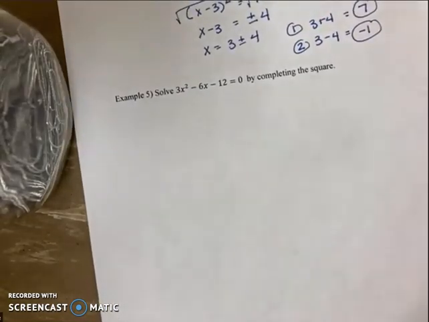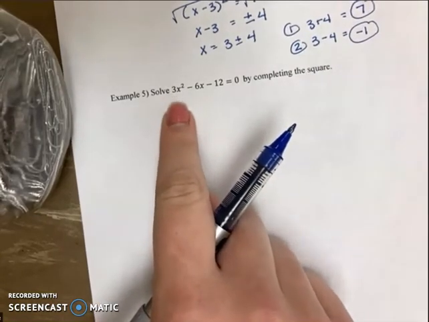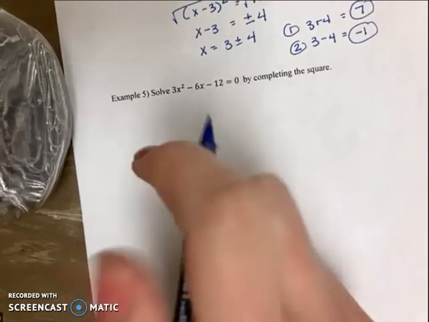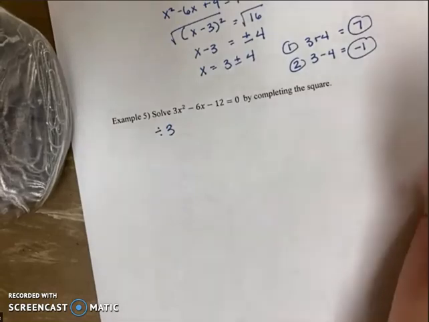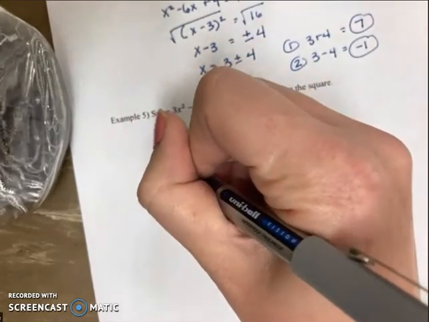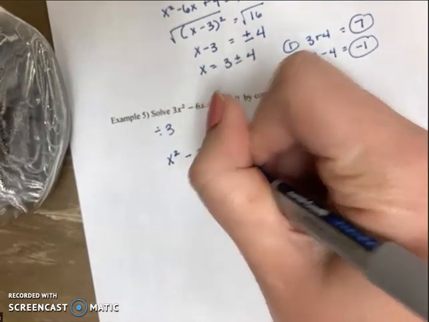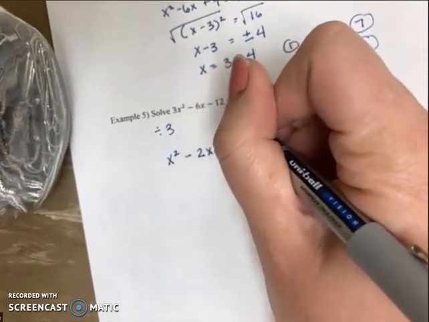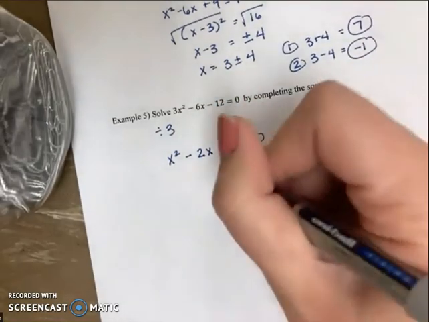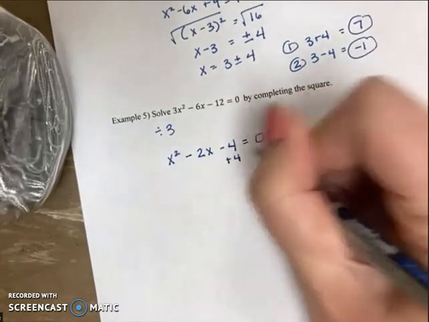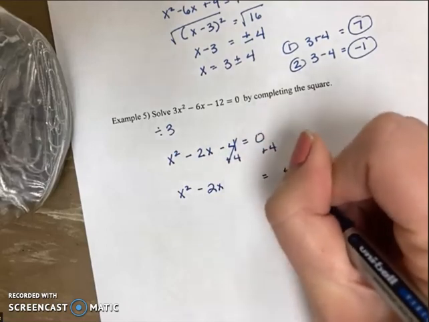Last one, example 5. So the first thing I notice, once again, is I have a 3 here. We want it in the form x squared plus bx, so this should be a 1. Now I'm going to have to divide all the terms by 3. So 3 divided by 3 is 1. I have x squared minus 6 divided by 3 is 2x. And then negative 12 divided by 3, that's a minus 4 equals 0. It still isn't in that form, so I'm going to add 4 to each side. That gives me x squared minus 2x equals 4.